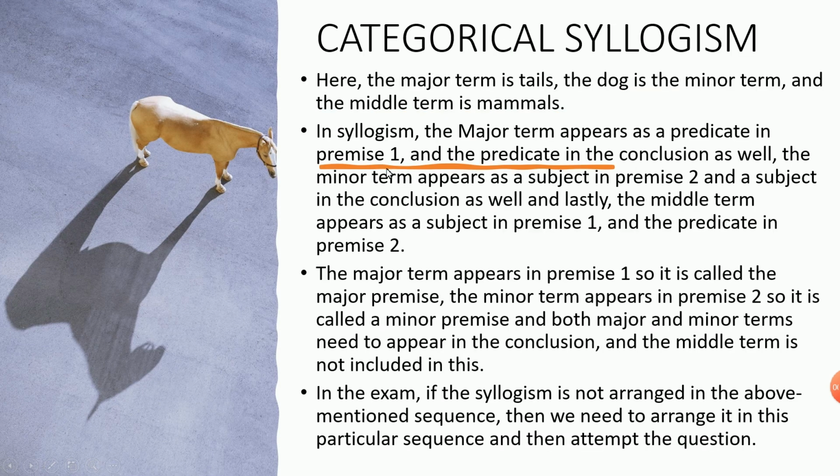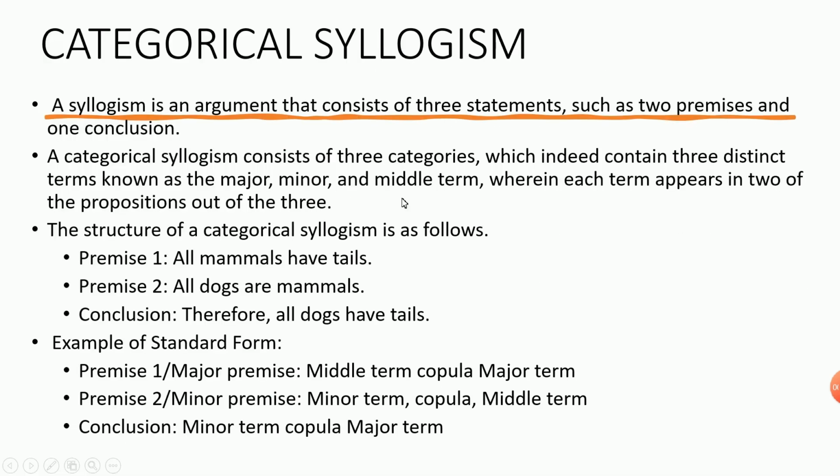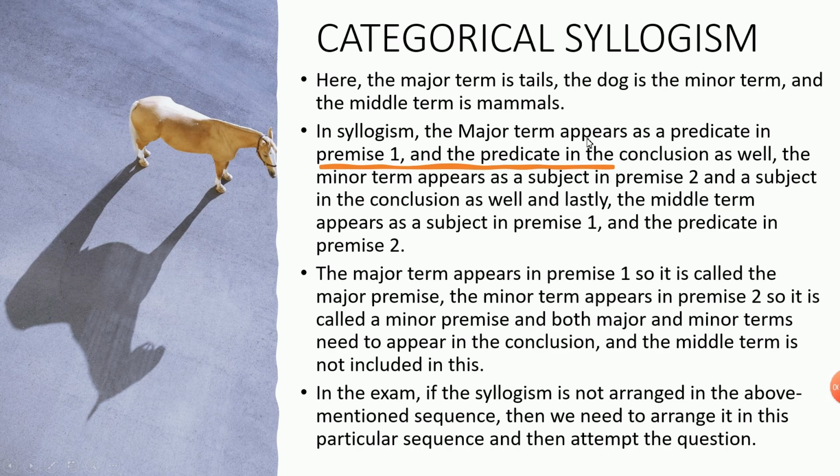So in syllogism, the major term appears as a predicate in premise 1 and the predicate in the conclusion as well. The minor term appears as a subject in premise 2 and a subject in the conclusion as well. Lastly, the middle term appears as a subject in premise 1 and the predicate in premise 2.